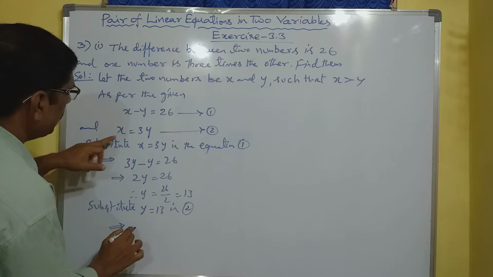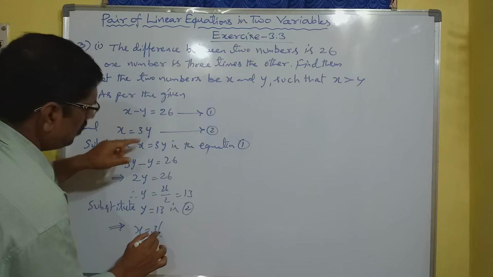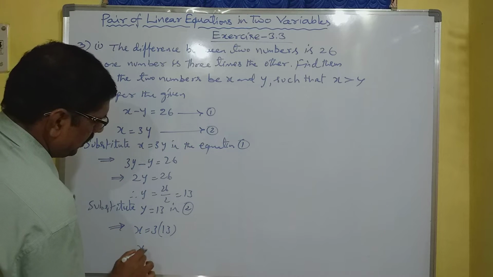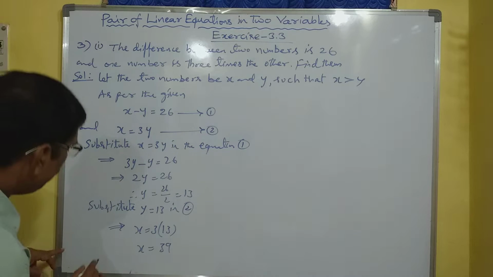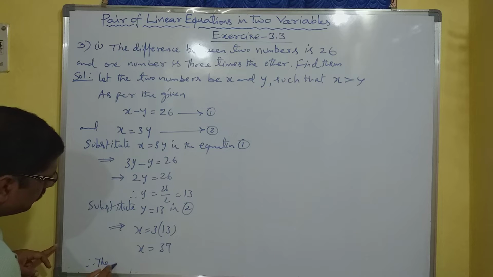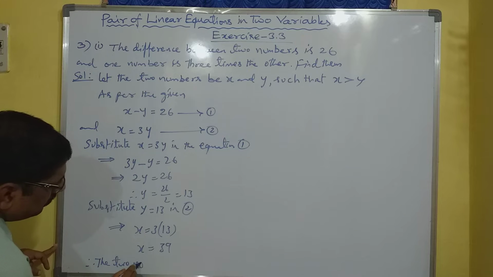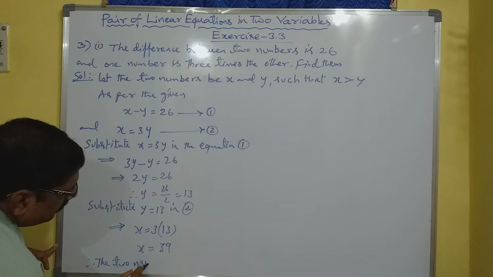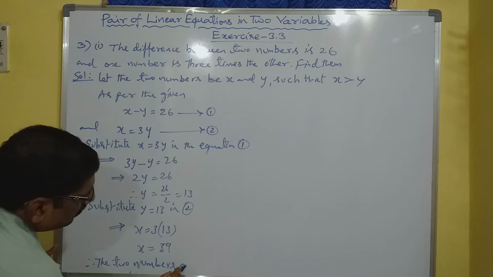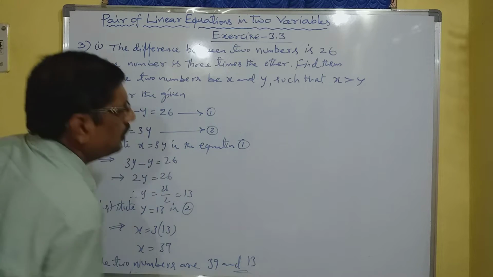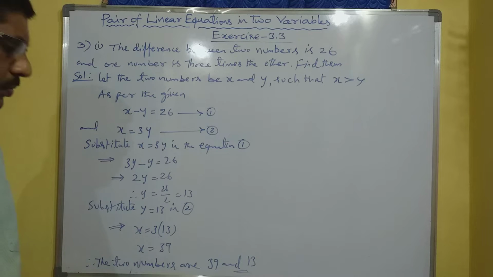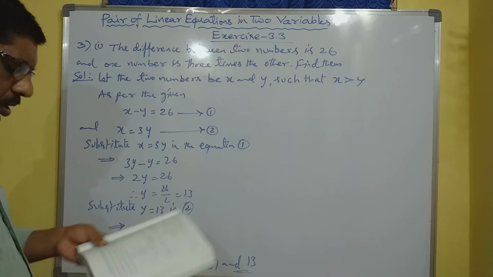This implies we get X is equal to 3 into the Y value, 13. Then we get X is equal to 3 times 13, that is 39. Therefore, the two numbers are 39 and 13.